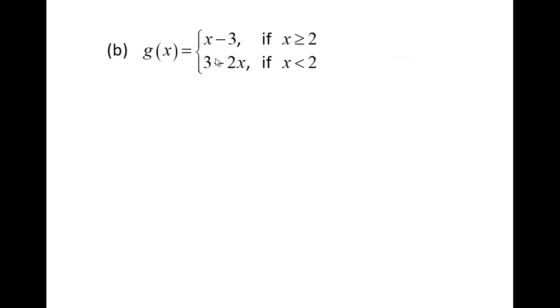How about the function g of x, which is defined piecewise? When x is bigger than or equal to 2, the value of g of x is x minus 3. When x is less than 2, strictly less than 2, the value of the function g is 3 minus 2x. The domain of g is the set of all real numbers. Notice that g of 2 is going to be minus 1. So 2 means we are in the first formula, so g of 2 is -1.